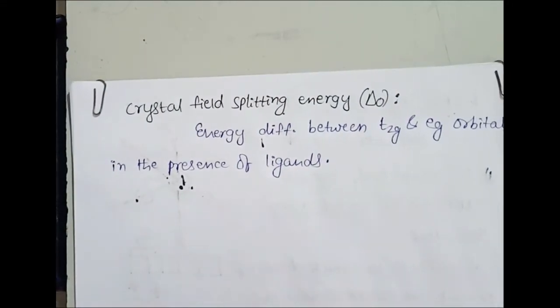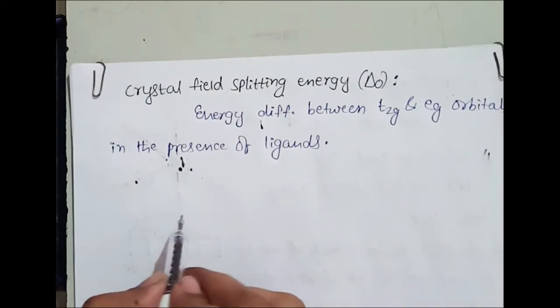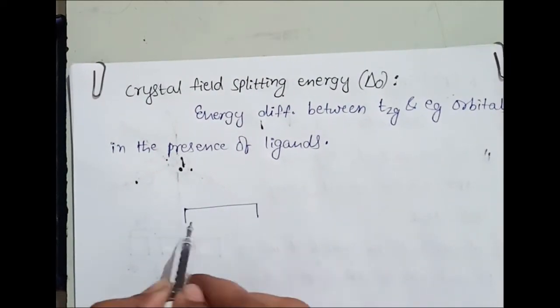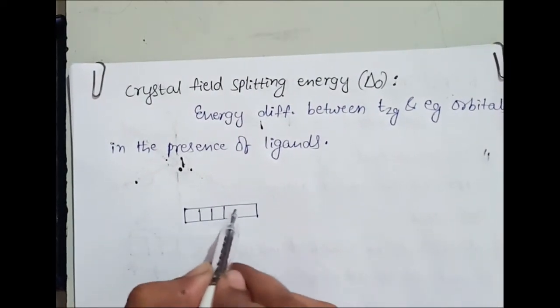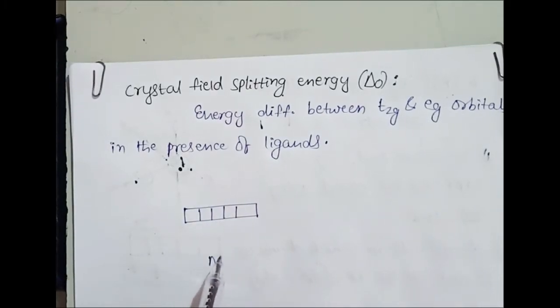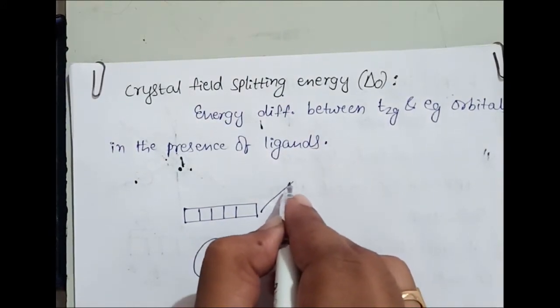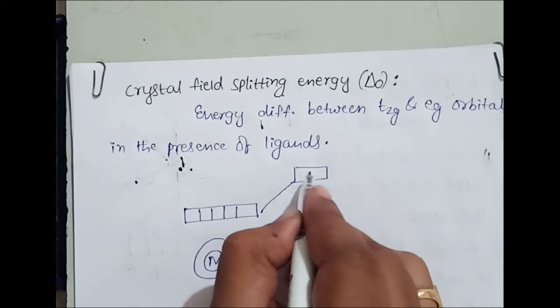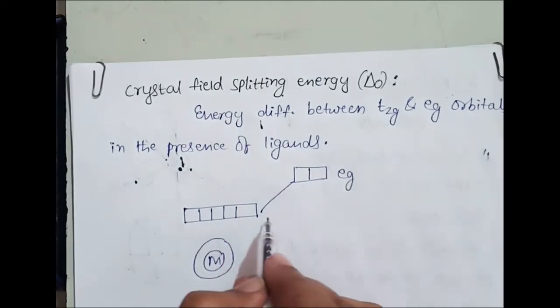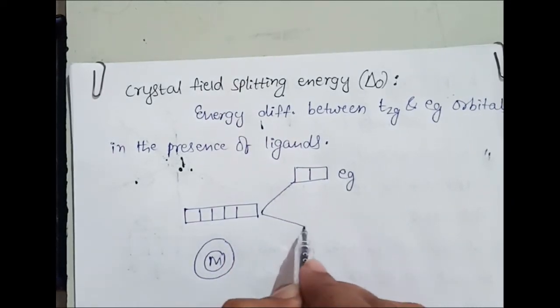Based on this splitting energy, we have so many things. I'll draw the figure once again. I am drawing only half the figure. This is the symmetrical distribution of ligands, and now they are getting split. What will come here? EG orbitals, and here these are T2g orbitals.